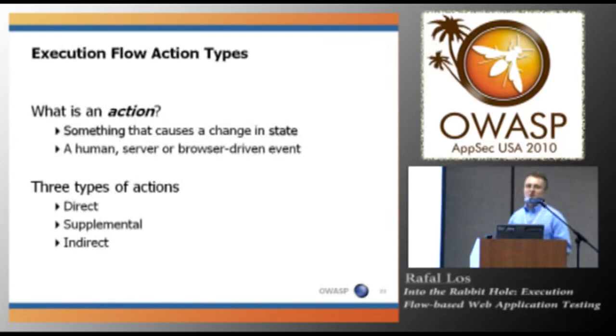Now, what is an action? How do we figure out what to draw, what to map? Well, that's an interesting question. An action is something that causes a change in state. So remember the concept of state that we said earlier, right? Client side or HTTP side. A human, server, or browser-driven event. Human, server, pretty much limited to anything. And there's three types of actions. There are direct, supplemental, and indirect. Okay? Direct, supplemental, indirect. This is kind of key to the whole thing.